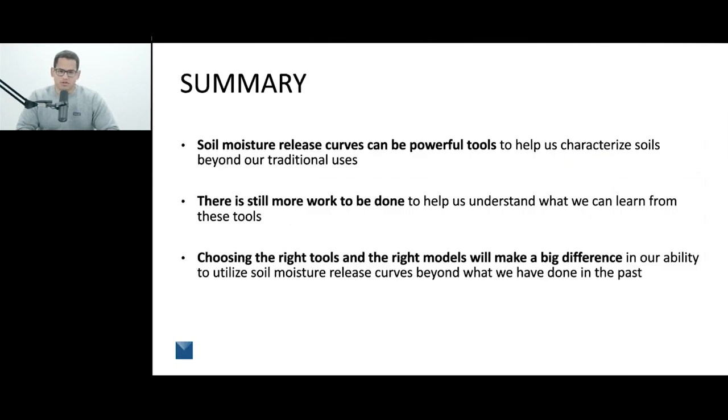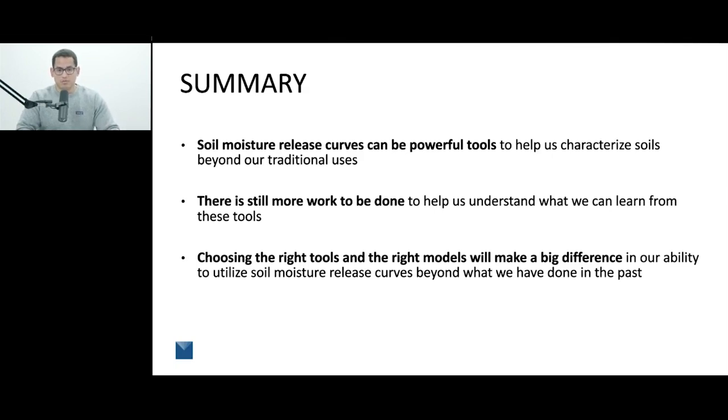So to close things out, I just want to summarize a few things. Soil moisture release curves are really powerful tools. We can use them to characterize soils for very traditional uses like irrigation decisions, but we're learning that we can go well beyond our traditional uses of soil moisture release curves to more quickly characterize soil and really predict some of these fundamental soil properties. And there's a ton of work that needs to be done on this.